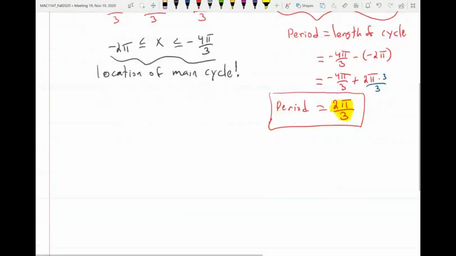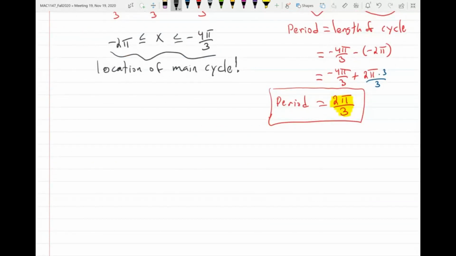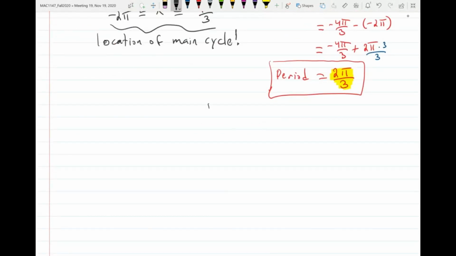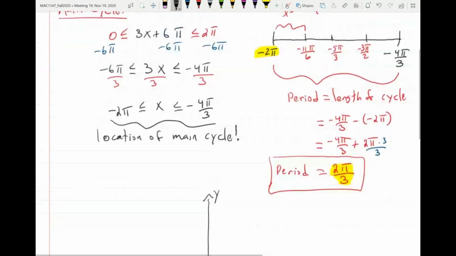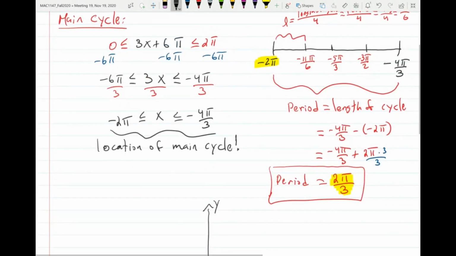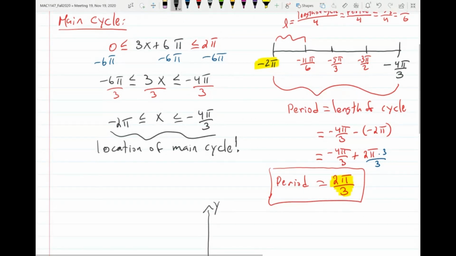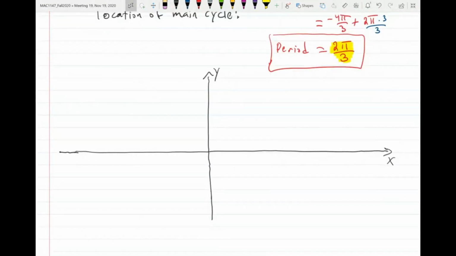All right, so let's go ahead and try to graph the function. To graph the function, here is what we do. Now that we know the location of the main cycle, I'm going to put here my x and y. So let's look for the location of the main cycle, and we know that it goes from negative 2 pi all the way up to negative 4 pi over 3. Every time that we draw, we usually should show at least 2 or 3 cycles, okay?